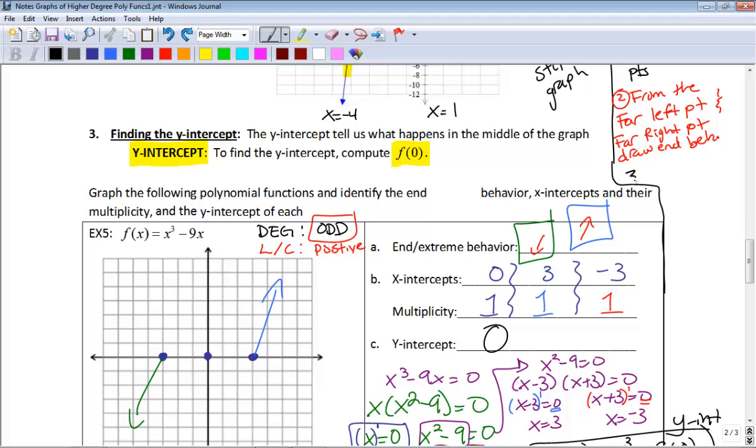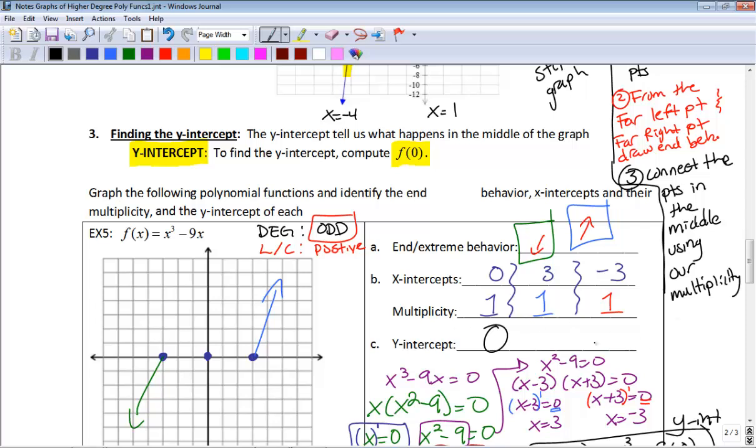So our third step is that we're going to connect the dots in the middle using our multiplicity. What am I talking about? So remember, if you have an even multiplicity, you bounce at that point. So if you're coming in from the bottom, you bounce, you go back to the bottom. If you're coming in from the top, you bounce, you go back up. If you have an odd multiplicity, you cross the x-axis. So if you're from the bottom, you go up. If you're from the top, you go down.